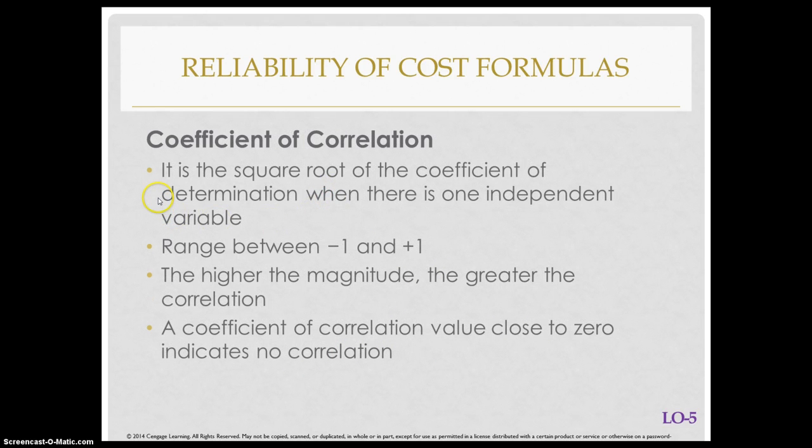And the coefficient of correlation. It is the square root of the coefficient of determination when there is one independent variable. It has a range between -1 and 1, and the higher the magnitude, the greater the correlation. A coefficient of correlation value close to 0 indicates no correlation.